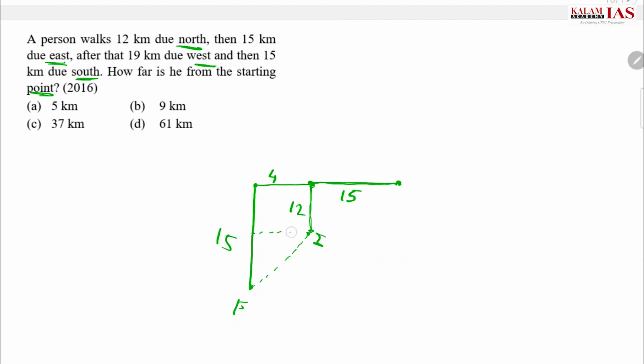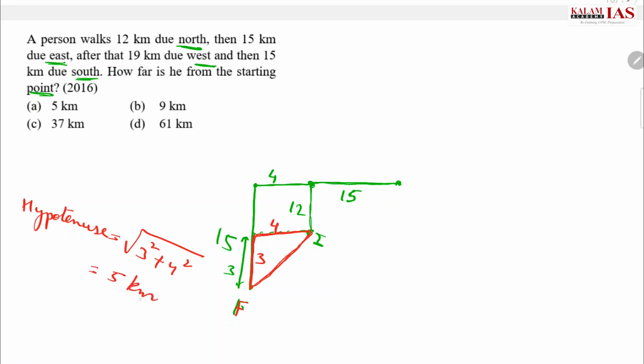Now this distance is 4 because this and this are the same, and this distance will be 15 minus 12, which is equal to 3. So as we see, this is a right angle triangle again, which is 4 kilometers here and 3 kilometers here. And this again is the hypotenuse which we have to find, that is the distance between the initial and the final points. So hypotenuse is equal to under root 3 square plus 4 square, which is equal to 5 kilometers.